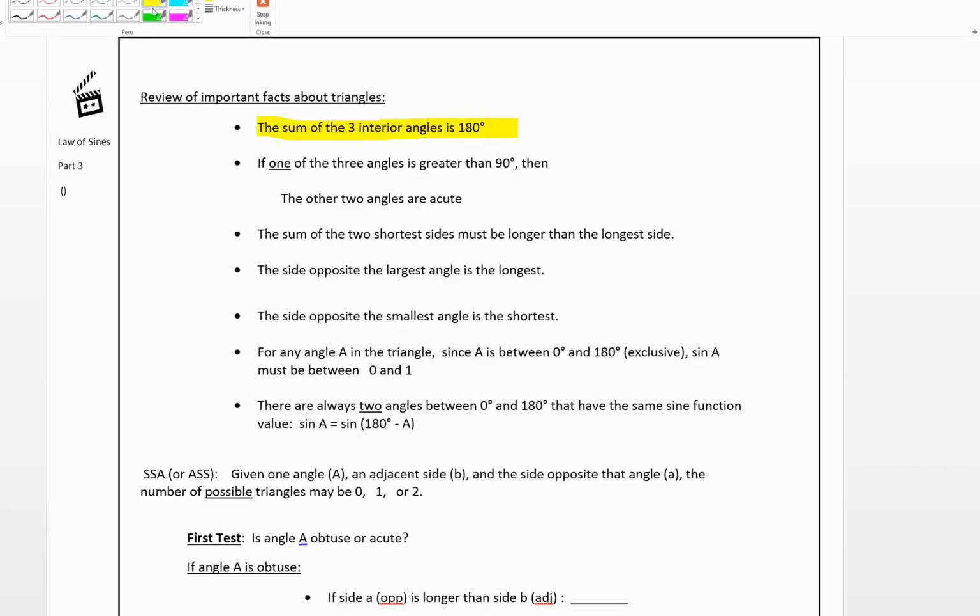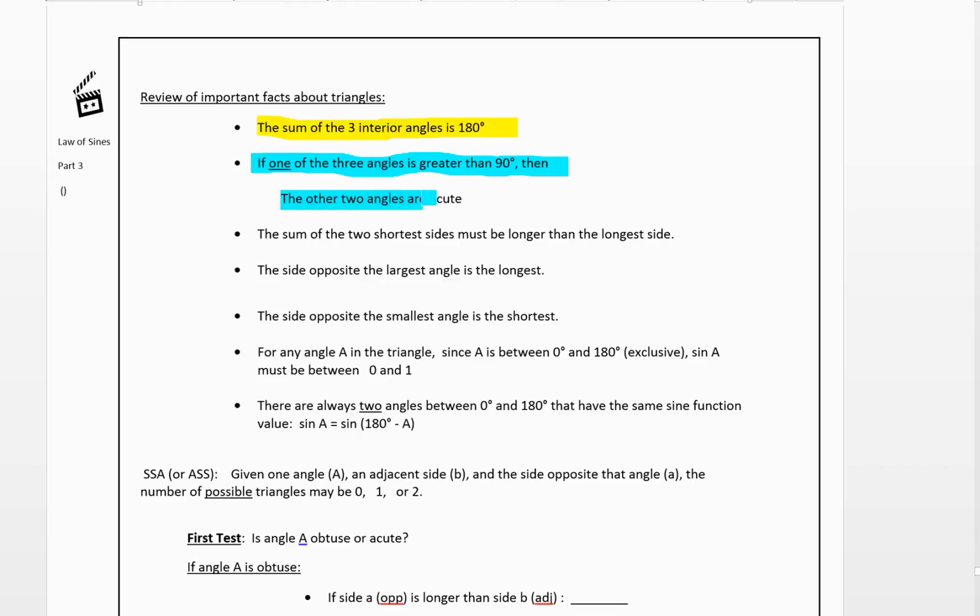Okay, and next one that you might not have thought about before, but it will probably make sense. If one of the three angles is greater than 90 degrees, so if you have an obtuse angle, then the other two angles must be acute. If they weren't, you would have more than 180 degrees, which would be a problem. So if you have one obtuse angle, you can't have any more obtuse angles, or even a right angle.